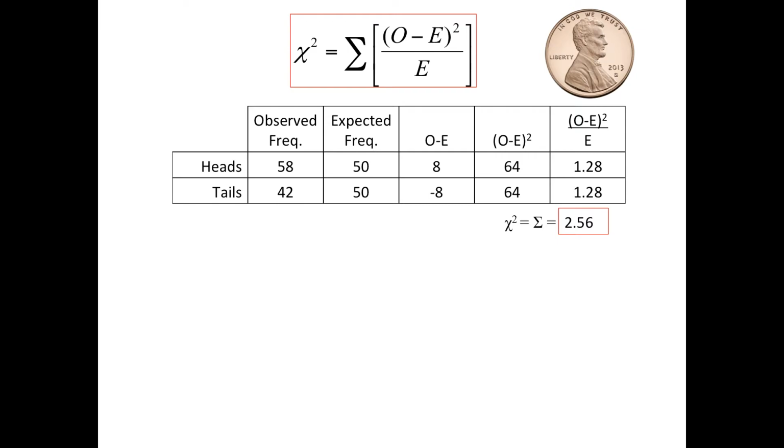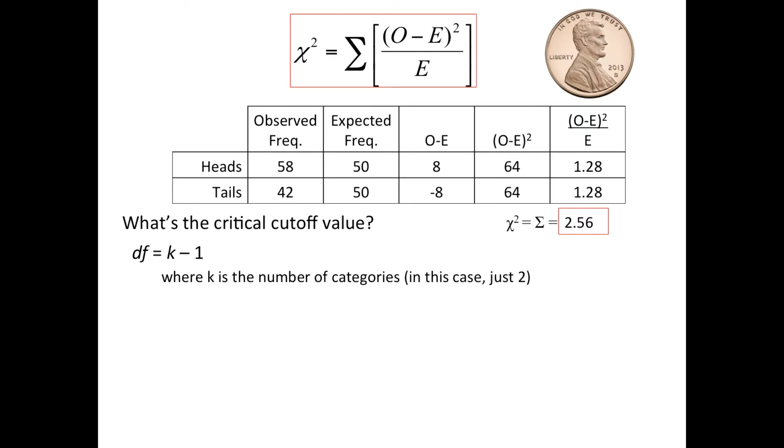But what do we do with that? Well, we have to have a critical cutoff value, right? So this is the same process we've used over and over again, where we are calculating a test statistic and we're going to compare that to a critical cutoff value. If it's more extreme than that critical cutoff value, we reject the null hypothesis. So how do we get our critical cutoff value?